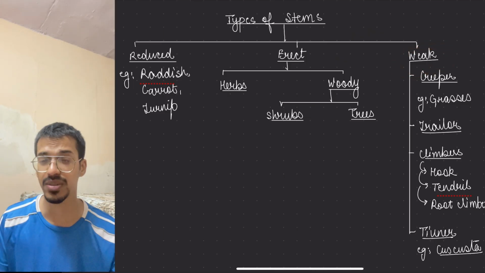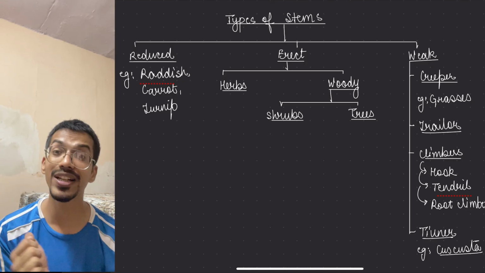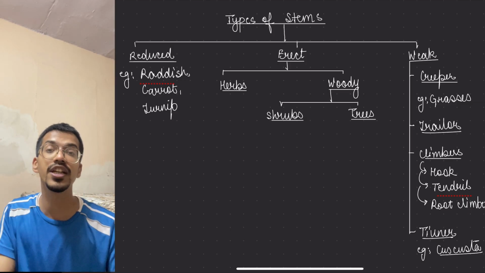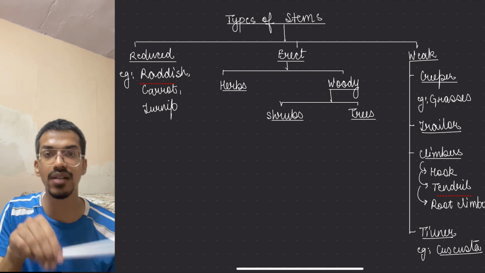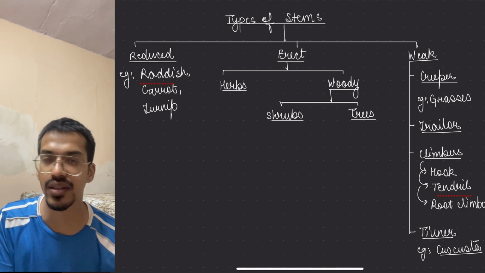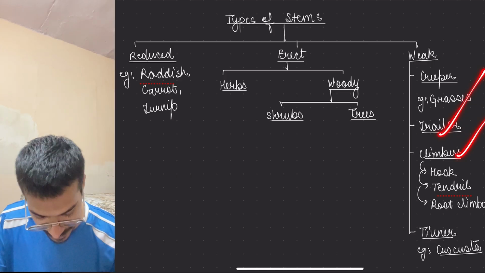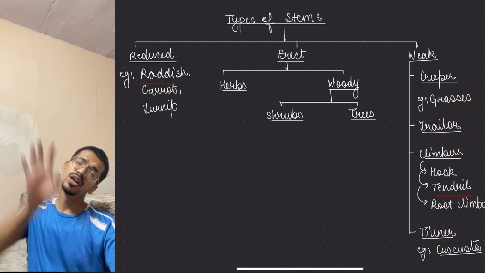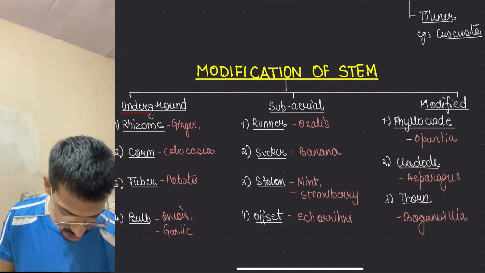Then come the weak stems. Weak stems means they will be dependent. They won't be able to stand straight. For example, your grasses: when you see the lawn, the grasses are moving horizontally on the land. If you lift most of the grass up, it comes up like this long thing, but it is present like this because they are weaker, they can't hold themselves straight. So creepers are there, climbers are there, they are dependent on others to take the support of another plant or structure.